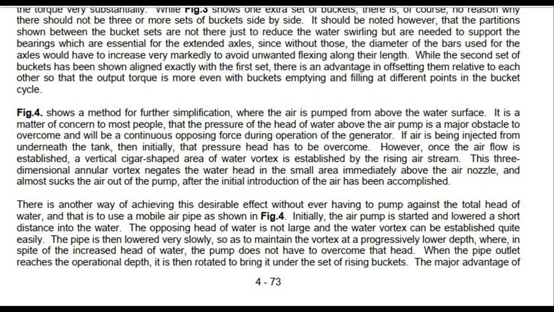However, once the airflow is established, a vertical cigar-shaped area of water vortex is established by the rising air stream. This three-dimensional annular vortex negates the water head in the small area immediately above the air nozzle, and almost sucks the air out of the pump, after the initial introduction of the air has been accomplished. There is another way of achieving this desirable effect without ever having to pump against the total head of water, and that is to use a mobile air pipe as shown in Fig 4.